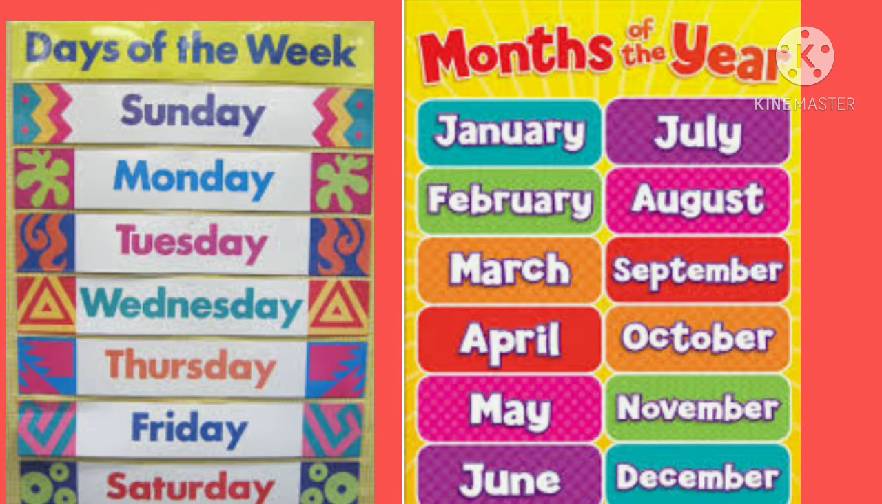7 days make a week. Sunday, Monday, Tuesday, Wednesday, Thursday, Friday and Saturday.